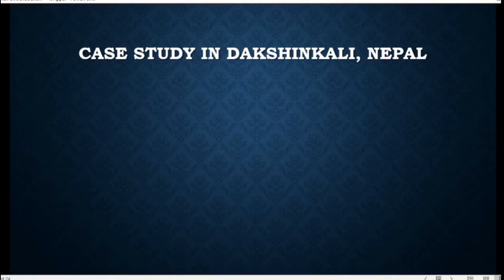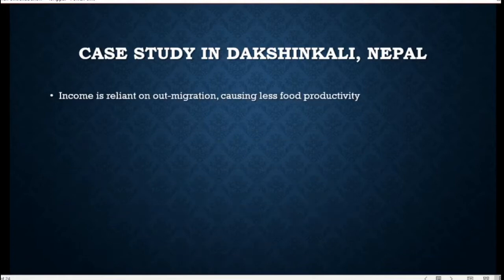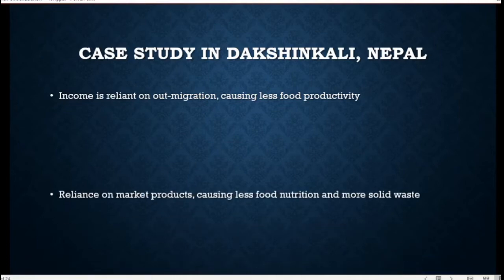I would now like to go into my own case study in Dachinkali to look at how people are experiencing development there. In Dachinkali, income is reliant on outmigration, as in many parts of Nepal. Nepal is the biggest remittance economy in South Asia, and it is a deliberate strategy pursued by the Nepali government. But this mass outmigration has caused labor shortage in the country and also less food productivity. Farmlands are being abandoned, and people become more and more reliant on imported food.